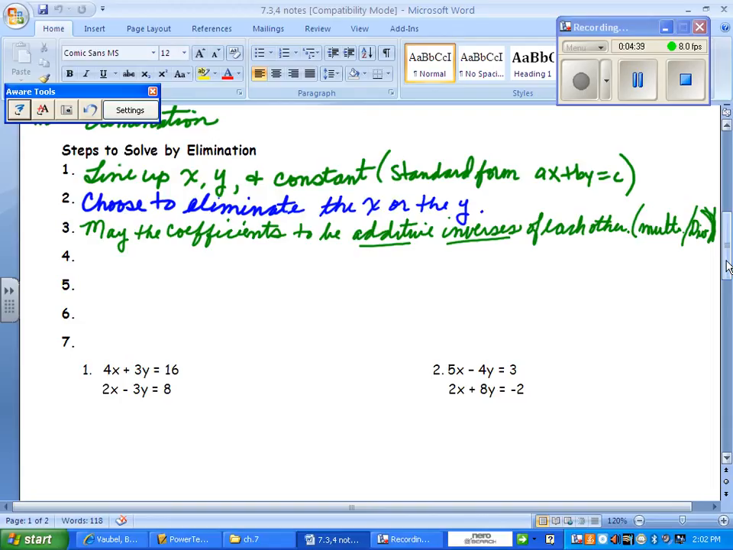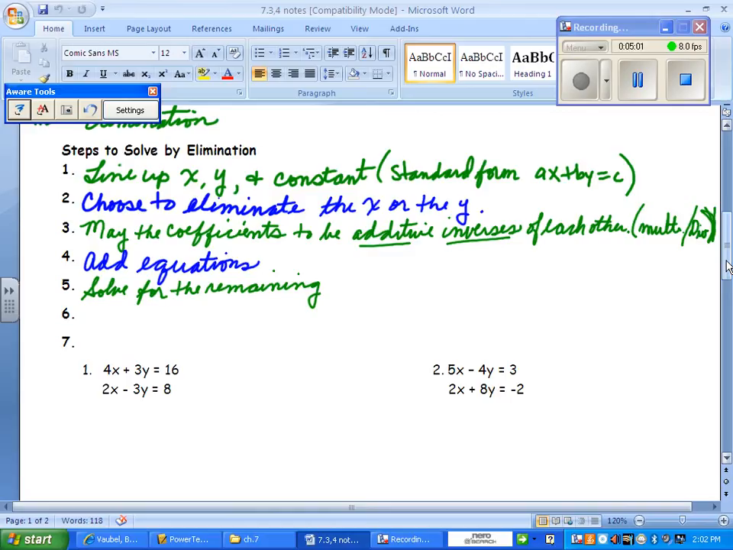Number 4, step number 4, you're going to add these equations. Add equations. Step number 5, you're going to solve the remaining variable. Solve for the remaining variable.